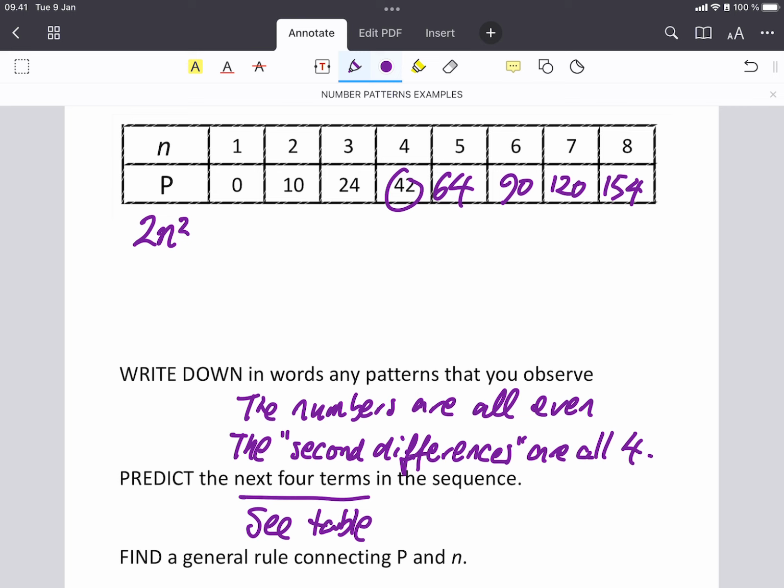So if the rule was just 2n squared, you'd have 2 times 1 squared, which is 2 times 1, which is 2. 2 times 2 squared, which is 2 times 4, which is 8.